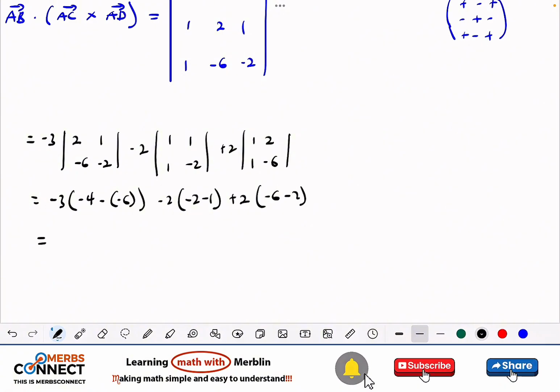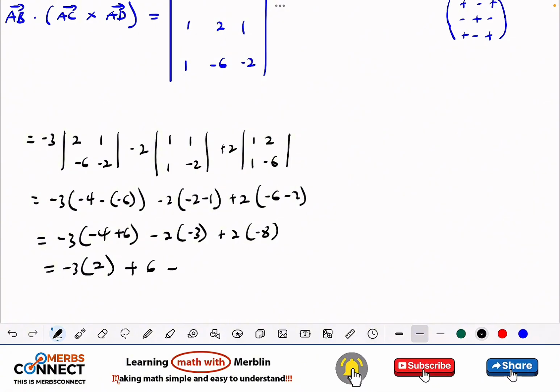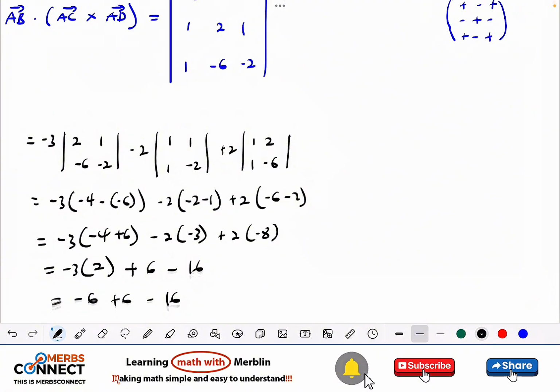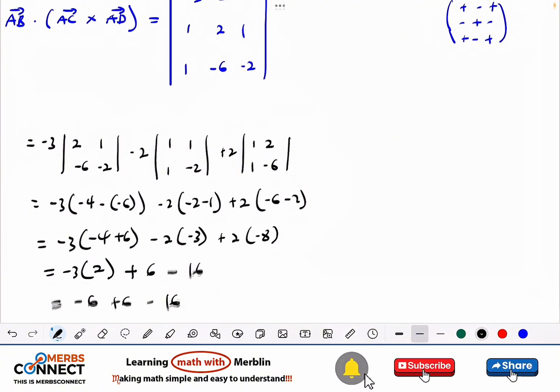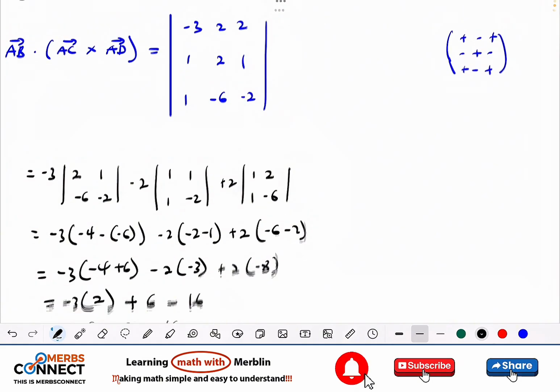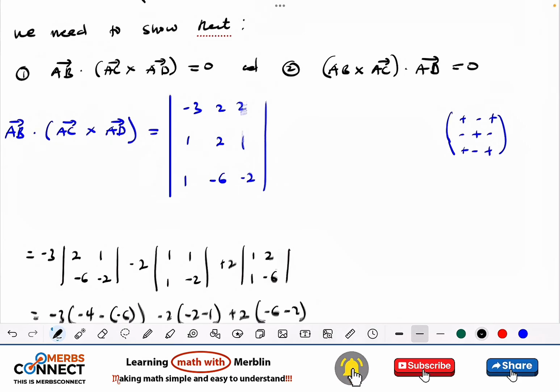So let's try and see what is going to happen. Minus 3 times minus 4 plus 6 minus 2 minus 3 plus 2. This is going to be minus 8. And then this is going to be minus 3 times 2 plus 6 minus 16. Is that right? Let's see if we are getting it right. If we don't get 0, it means that we are wrong. So 2 times this gives us minus 6 plus 6 minus 16. This is not 0. So something is going wrong here.